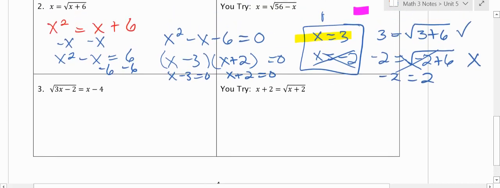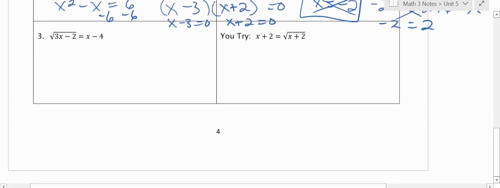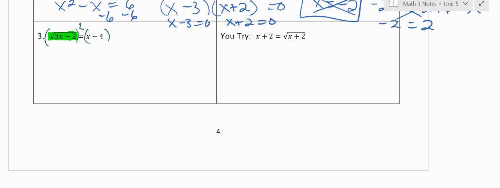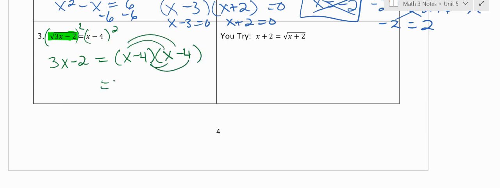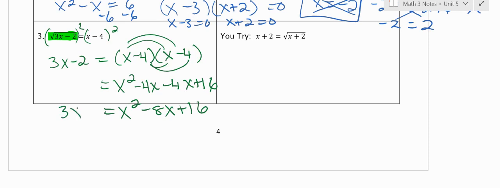And then finally, for the last example, I'm going to do the same thing. I'm going to isolate my radical. So we're going to go ahead and square both sides. So 3x minus 2 equals x minus 4 squared. I'm going to write it out twice and distribute. x squared minus 4x plus 16. x squared minus 8x plus 16. And then I have a 3x minus 2.